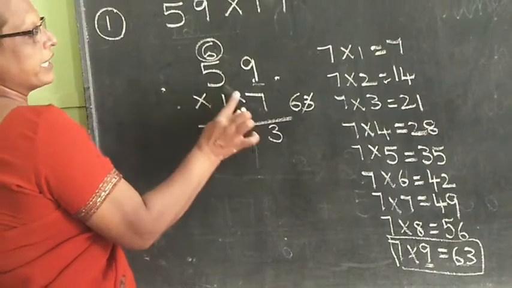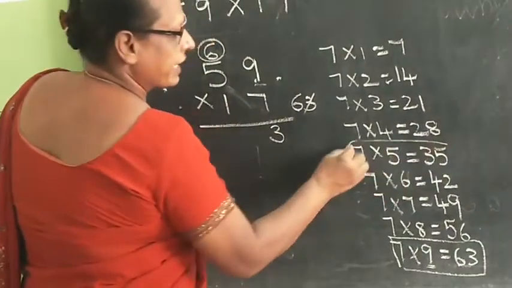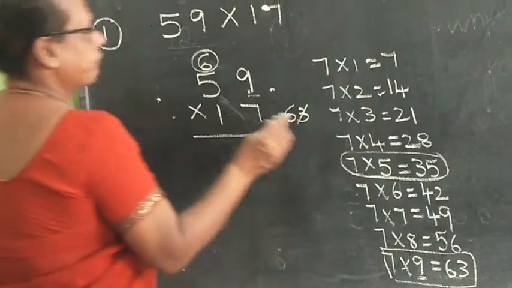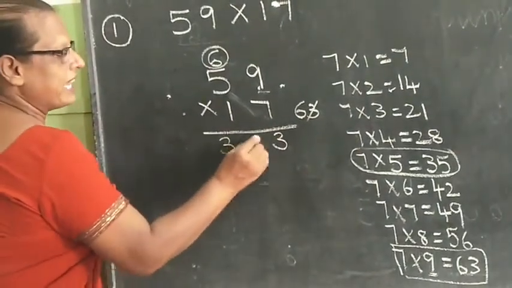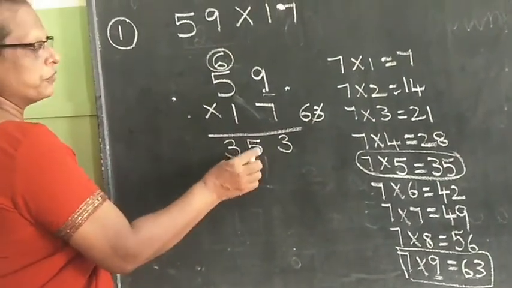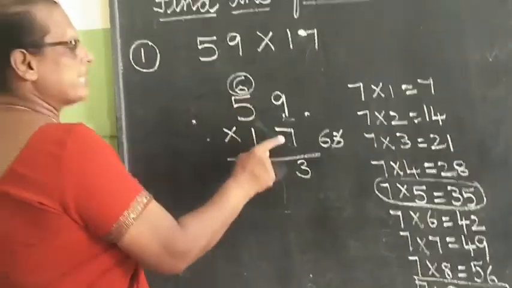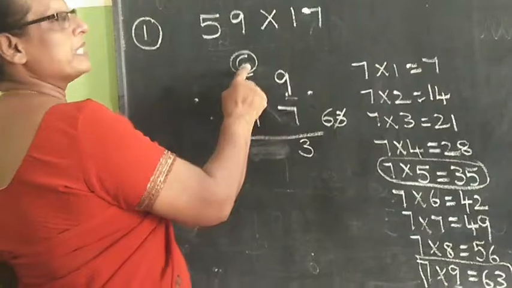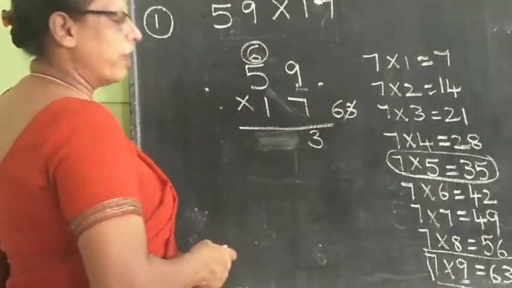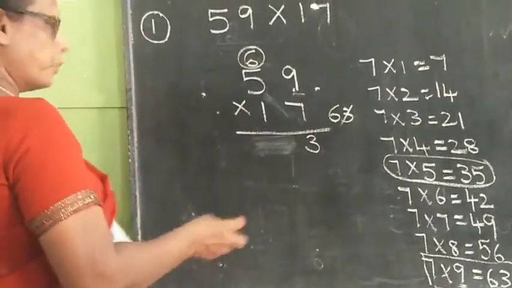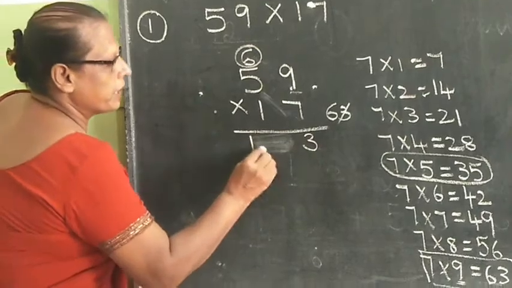7 5s are what, children? 7 5s are 35. So do you have to write 35 as it is? No, you should not. You should not forget to add this number. So 7 5s are 35. 35 plus 6, what will come, children? 41. So you have to write 41.